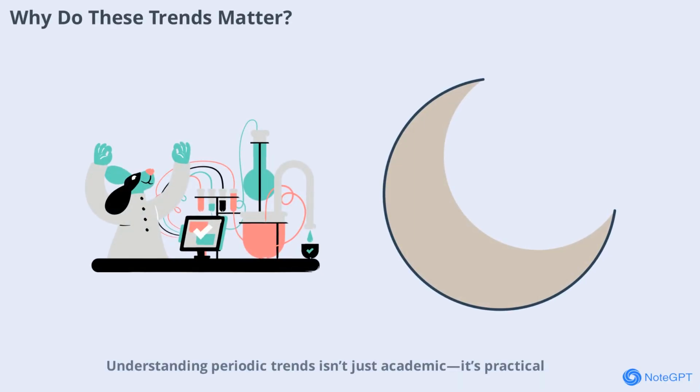Understanding periodic trends isn't just academic, it's practical. These trends help chemists predict how elements will react, what compounds they'll form, and even how materials behave in real-world applications. From batteries to medicines, periodic trends are at the heart of modern chemistry and technology.